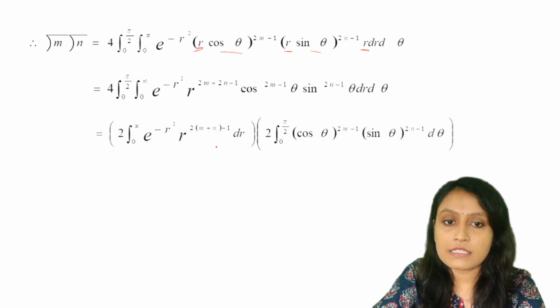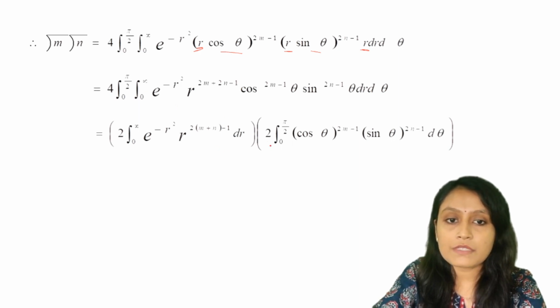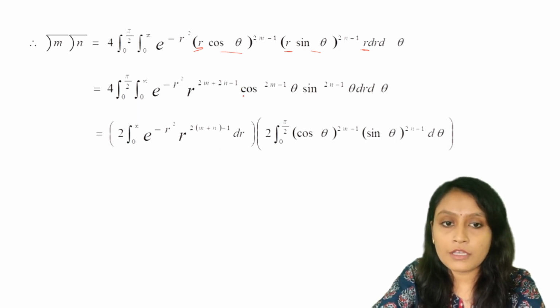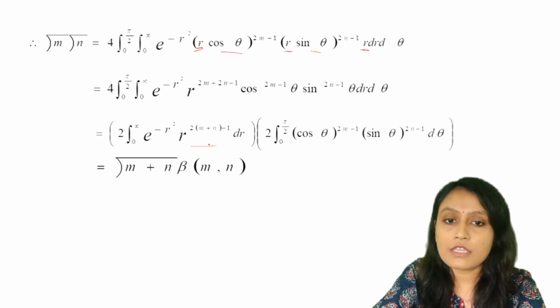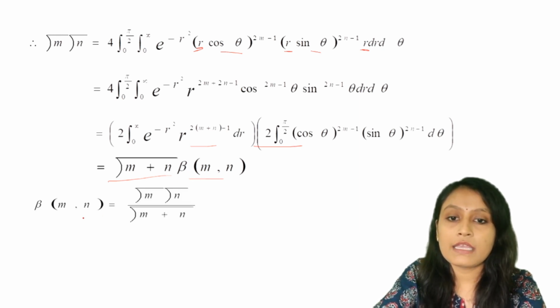We will write this separately, and 2 times the integration from 0 to π/2, from here cos^(2m-1) θ and sin^(2n-1) θ dθ. Now we know this is the formula of Γ(m+n), and this is the formula of β(m, n), right? Make this β(m, n) the subject, so you will get Γ(m) into Γ(n) upon Γ(m+n). This is our required result.